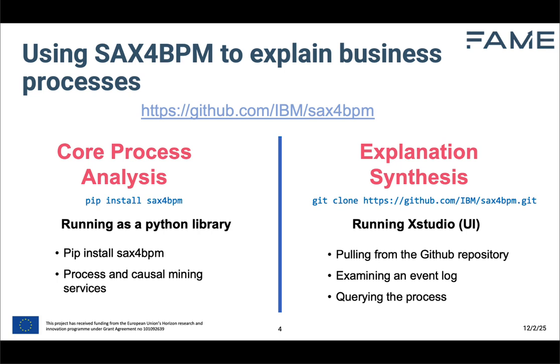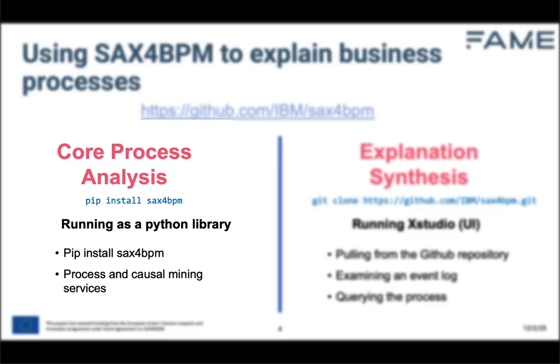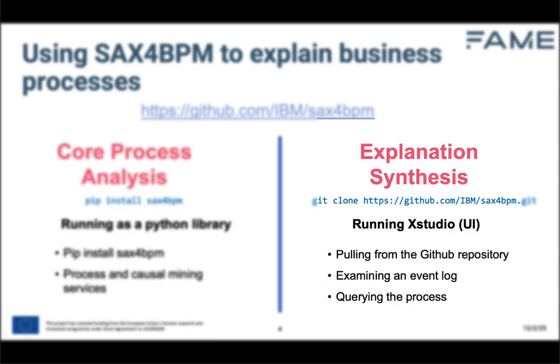These explanations are uniquely synthesized by blending multiple knowledge perspectives about the process, with a particular focus on the causal dependencies between the activities. There are two main ways to use the library. For core process analysis, you can use the pip install command in your own IDE and run the core services for process and causal discovery. The library lets you import process event logs in standard formats such as XES and CSV, and then invoke the discovery functionalities.